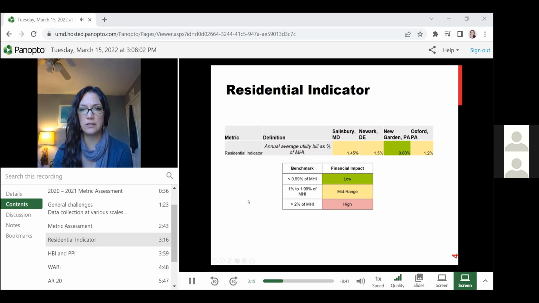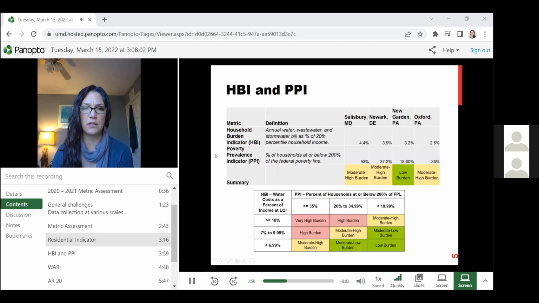The first indicator is the residential indicator that we reviewed for the 4 areas: Salisbury, Newark, New Garden, and Oxford. And this is color-coded to the benchmarks that have been published for low burden to high burden, or low financial impact to high financial impact. And so this is an average utility bill as a percent of median household income. The low impact was for New Garden, but the rest are about mid-range, indicating that it's between 1 and 1.99% of the median household income. So that's the average utility bill. It's called the residential indicator.